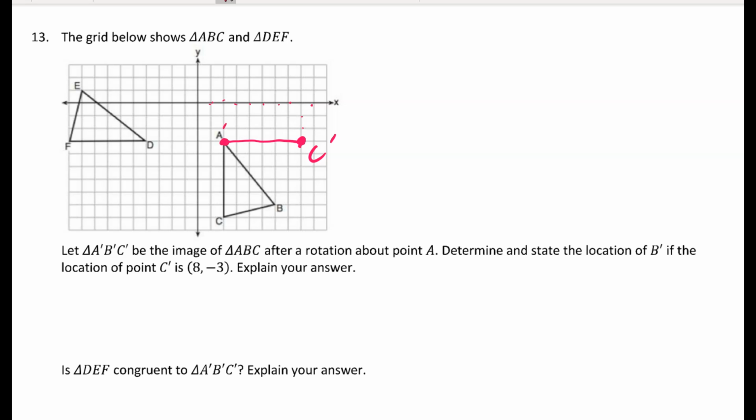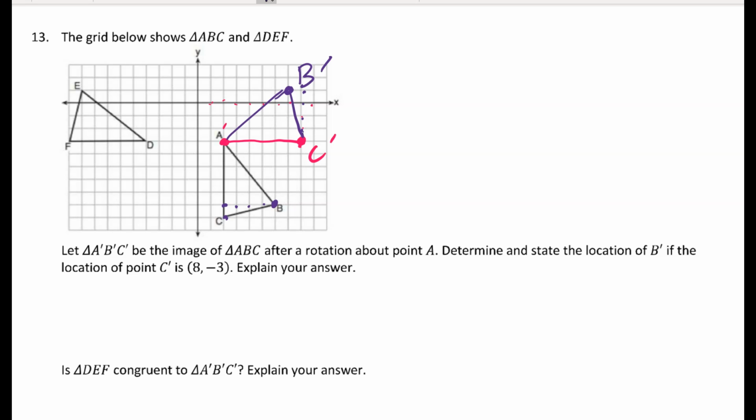Well, you should notice that between AC and A prime C prime is a 90-degree angle. So I must have rotated 90 degrees about point A. So what you could do is take this side and this slope and just spin it counterclockwise 90 degrees. You know B is going to be somewhere up here, and a quick way to figure that out is just to count the slope. To get from C to B, I went up 1 and then over 4. So to get from C prime to B prime, you can go up 4, 1, 2, 3, 4, and over 1.